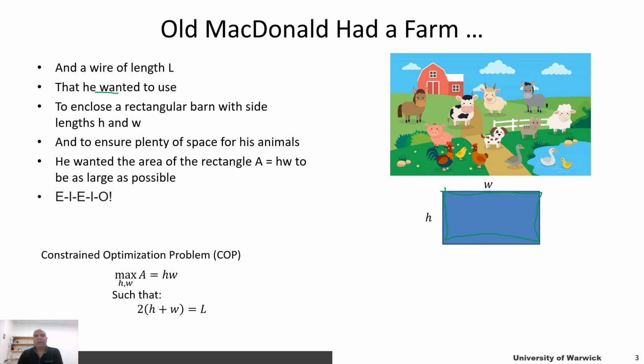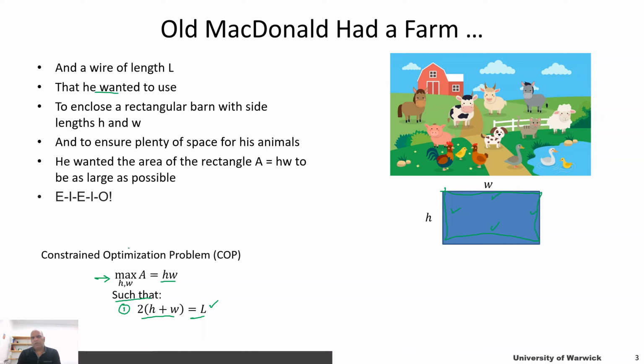Because the perimeter of this rectangle is 2 times W plus 2 times H, since there are 2 W sides and 2 H sides, what he wants to ensure is that 2H plus 2W is equal to L. And he wants to maximize the area, which is the product of H and W, such that this holds. That is a constraint, and we've got a single constraint over here, which says the perimeter of the rectangle should equal the length of the wire that he has. Okay, so this is a constrained optimization problem.